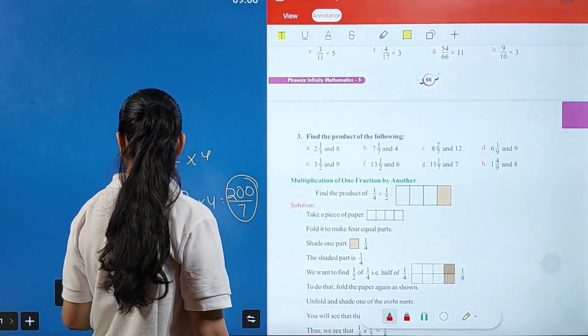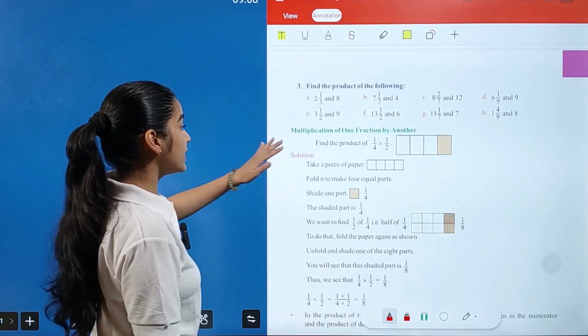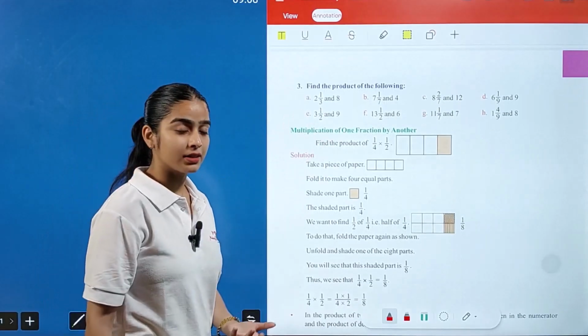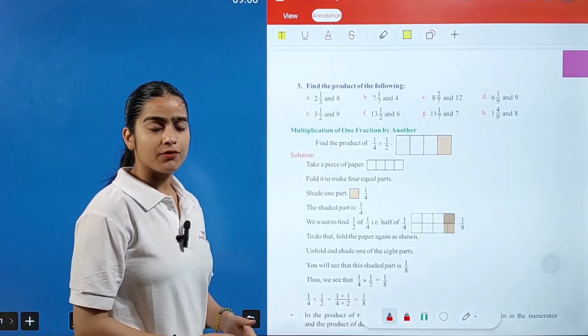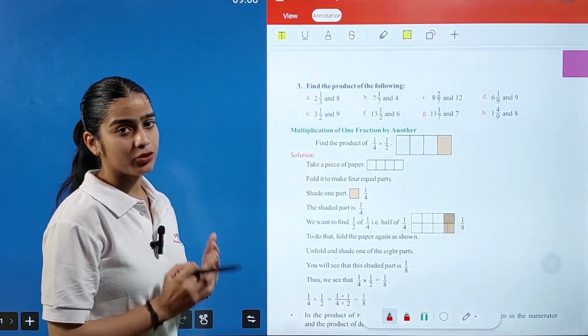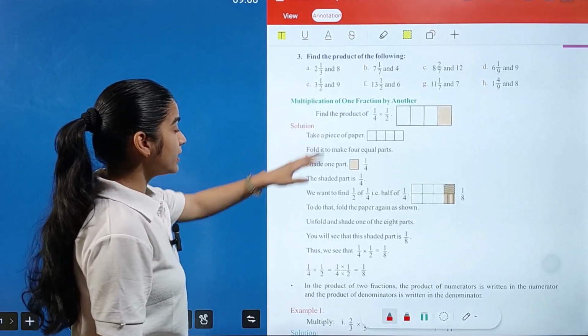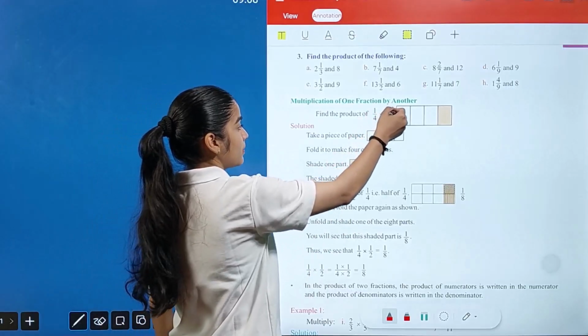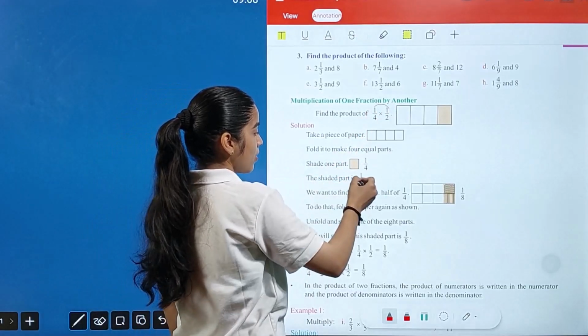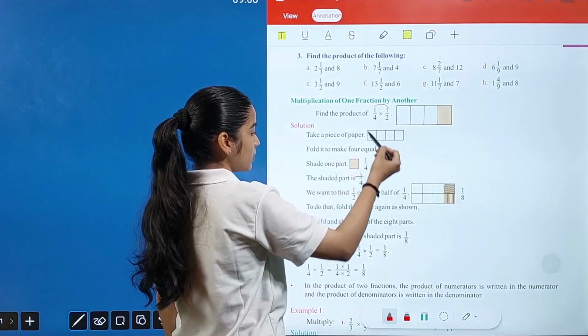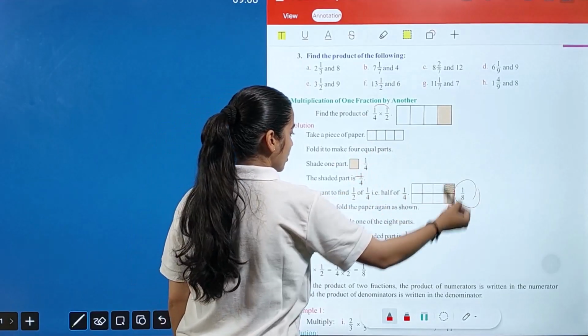And now we can move forward to a new concept, which is multiplication of one fraction by another. That is very easy for you. You just have to multiply your numerator with the numerator and your denominator with the denominator. So find the product of 1 by 4 and 1 by 2. 1 multiplied by 1 is 1. 4 multiplied by 2 is 8. So this is your answer.